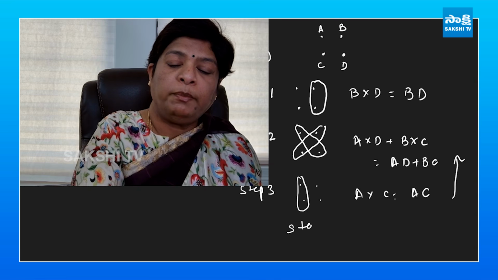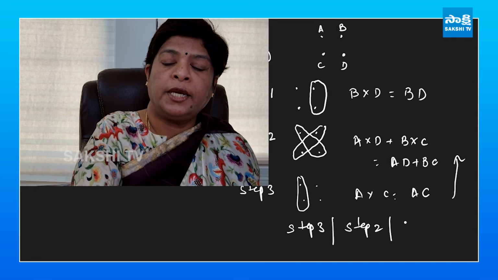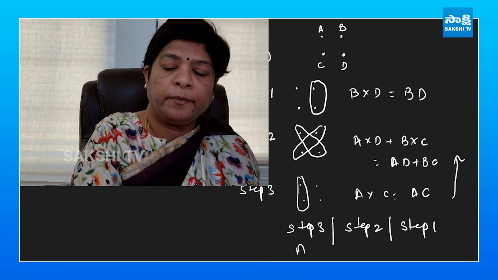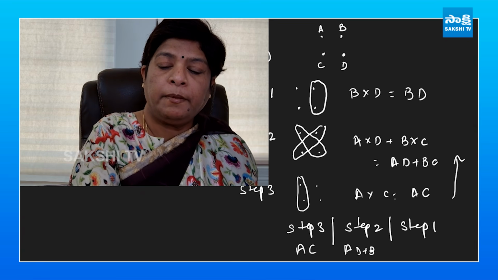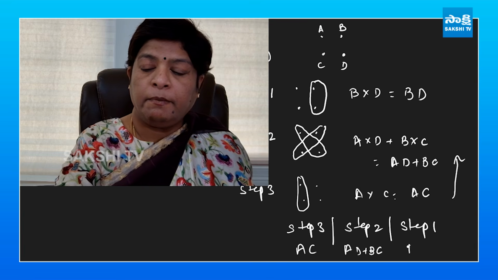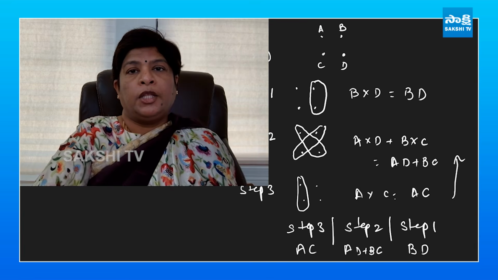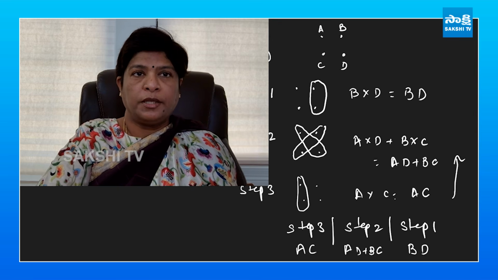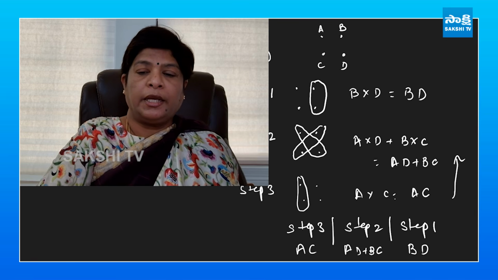So step 3 will be the hundreds place, step 2 the tens, and step 1 will be the units or the ones place. So it's going to be AC, AD plus BC, and then BD. The order of these results is very, very important to get a correct answer. Okay, let's see an example using this technique.